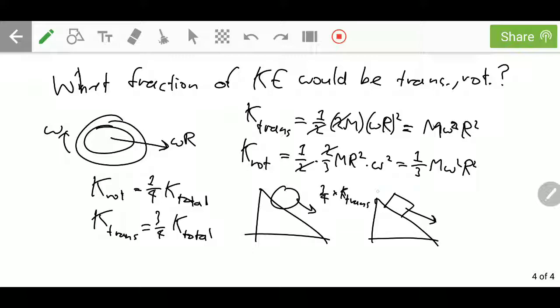And remember, this one would accelerate at g sine theta. And remember the kinematics equation vf squared minus vi squared is equal to 2ax. In this case, it starts at rest, so vf squared would just be 2ax. And remember, vf squared is just proportional to the translational kinetic energy. And so if this has 3/4 as much of the translational kinetic energy, it has 3/4 as much of the v squared, meaning that the acceleration must also be 3/4 as much. And this is another way of seeing that.